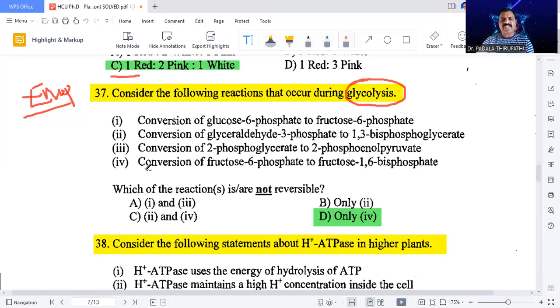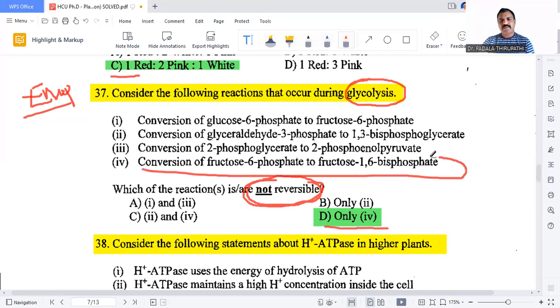Among the following reactions, the conversion of fructose 6-phosphate to fructose 1,6-bisphosphate is one of them. In these reactions, which one is not reversible? The remaining are all reversible. Only option 4 is the irreversible reaction.